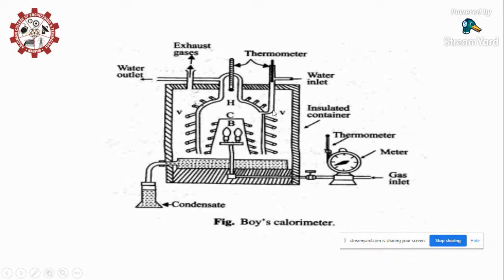Am I clear? Why was the insulation needed? So that there should not be any exchange of heat, either from outside to inside or from inside to outside. Am I clear? If yes, put yes in the chat box.